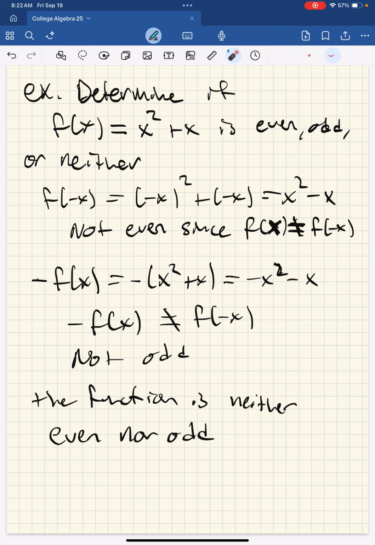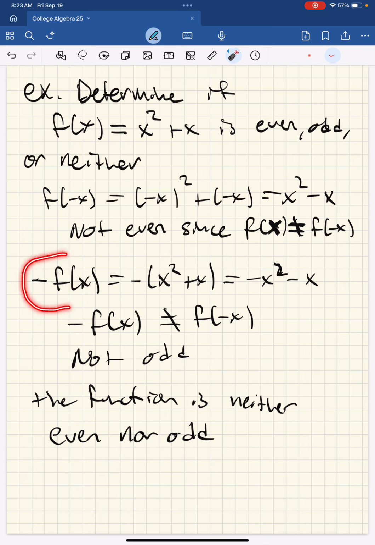Step 2 is to check the definition of even. Is the original function equal to f of negative x? If it is, then you're done with the problem and the function is even. If it's not, which is the case in this example, then move on to the next step. So since f of x is not equal to f of negative x, the function is not even, and we move on to the next step.